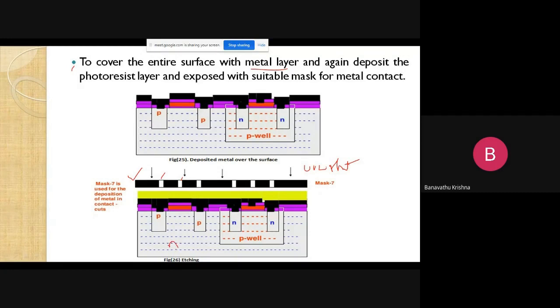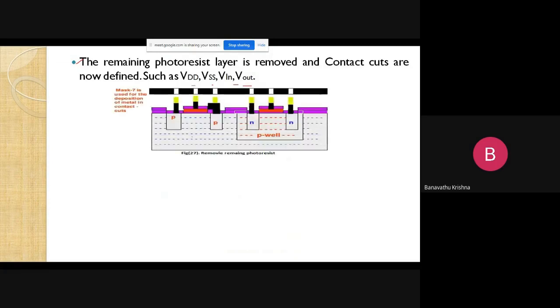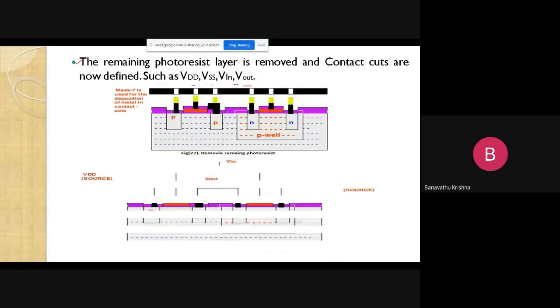Okay, this is the N-type substrate. This is the P-type substrate. Okay, after that we need to remove the remaining areas. Let us see here, the remaining photoresist layer is removed, and the contact cuts are now defined, such as VDD, VSS, V in, and V out. Right? So this is the formation here. This is the final diagram here.